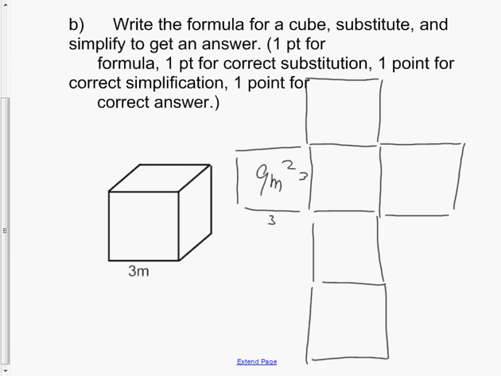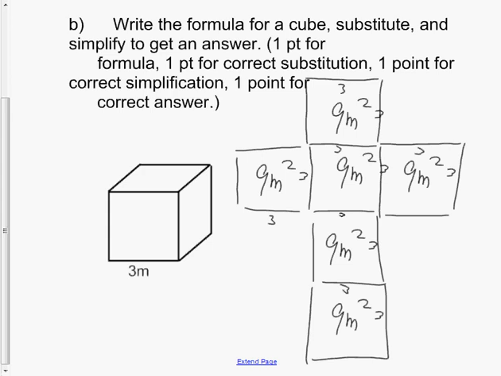So if I replicated that, then we would have that looking there. If we added 9 meters squared plus 9 meters squared 6 times, we'd have a total surface area of 54 meters squared.